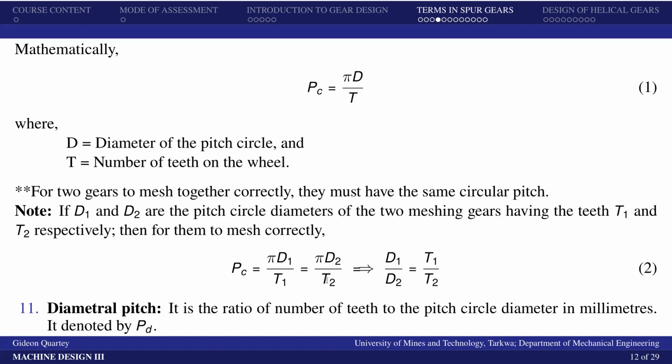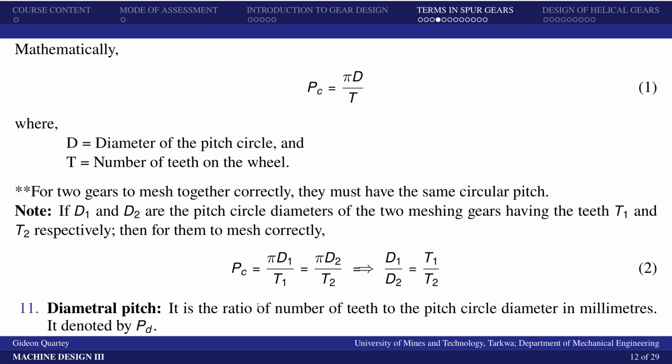And that means that D1 over D2 should be equal to T1 over T2. If we simplify this expression here, we say that for two gears to mesh correctly, the pitch circle diameter of gear 1 divided by the pitch circle diameter of gear 2 should be equal to the number of teeth on gear 1 divided by the number of teeth on gear 2.